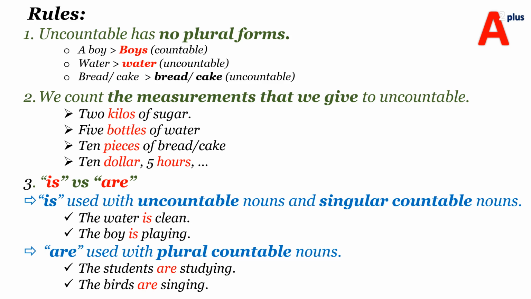The measurement that we give to uncountable noun. The third one is the difference between is and are. Is is used with uncountable nouns and singular countable noun. Example, the water is clean. The boy is playing.